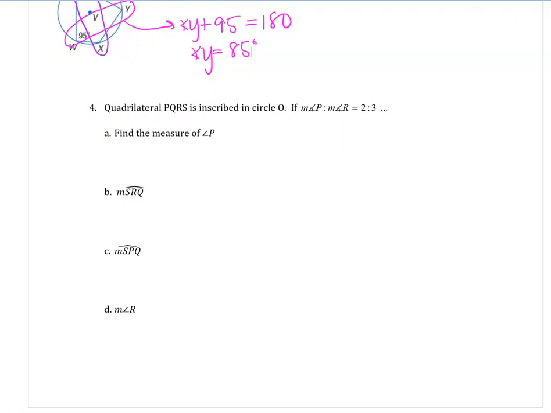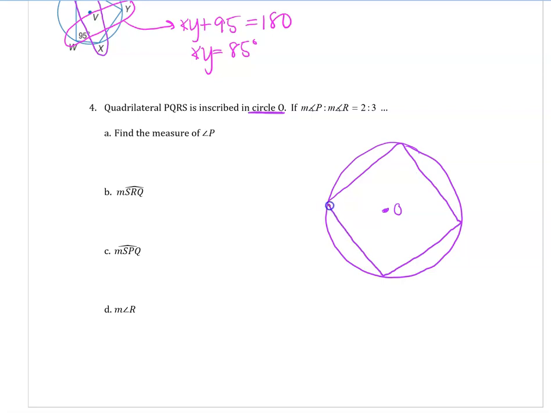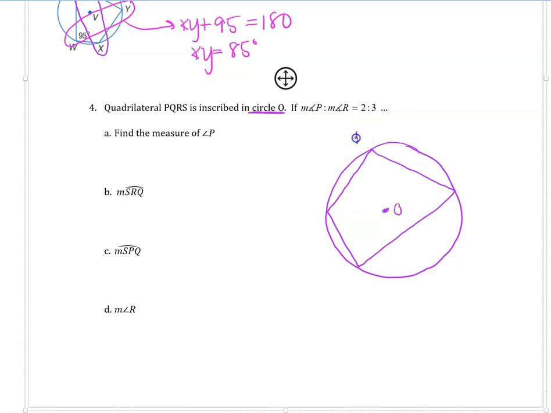Okay, now this next one's a little bit more challenging because I'm going to have to draw a picture for it. Quadrilateral PQRS is inscribed in circle O. That means O is the center of your circle. It doesn't matter how you draw your quadrilateral, just so long as each vertex is on the edge. Actually, I don't like how that looks like a square, so I'm going to do it a little differently. Maybe it looks something like that. Again, not drawn to scale, just for help. And then I'll call this P, Q, R, S.